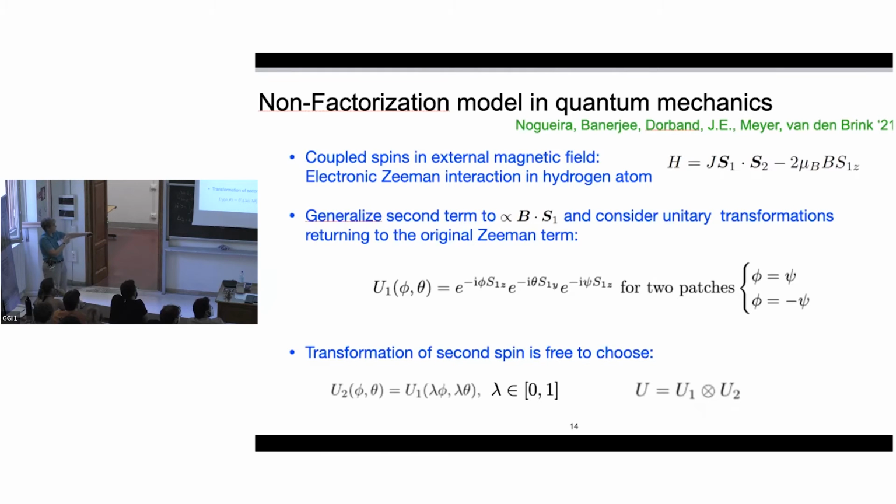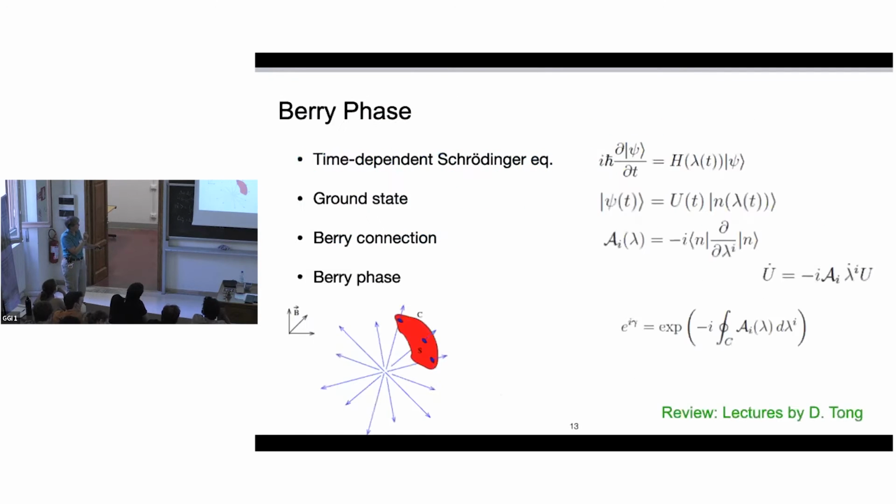And the second spin, we can choose unitary transformations as we wish because it doesn't interact with this magnetic field directly. So we perform a unitary transformation, which is made as a tensor product, one of which acting on the first spin and the other acting on the second. And the second we choose to be of this form with some parameter lambda between 0 and 1. This parameter lambda should not be confused with that parameter.